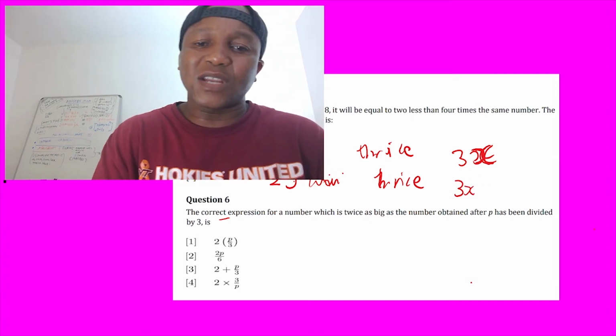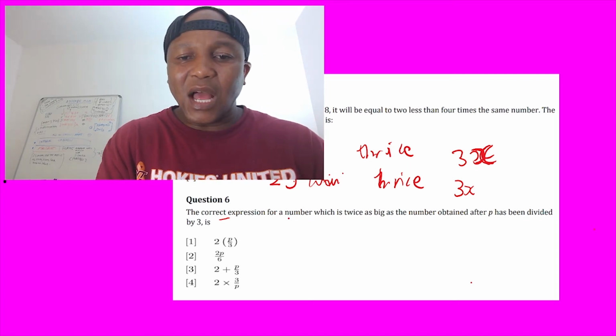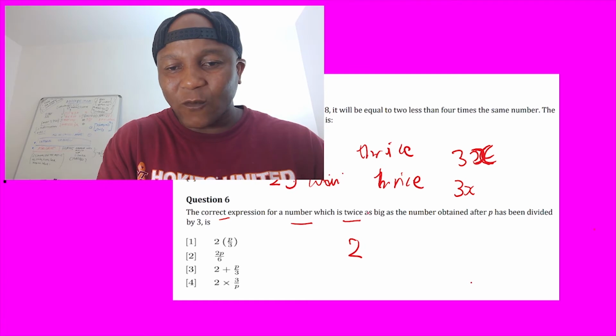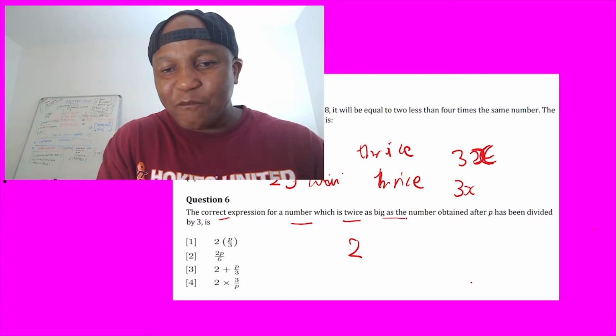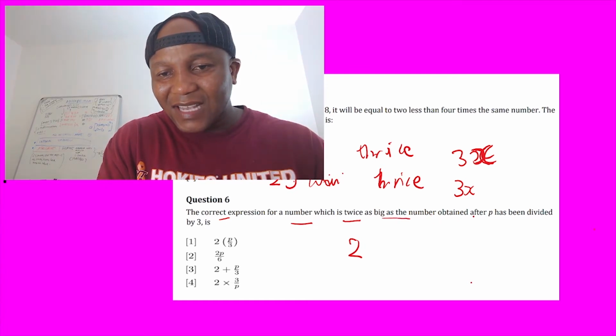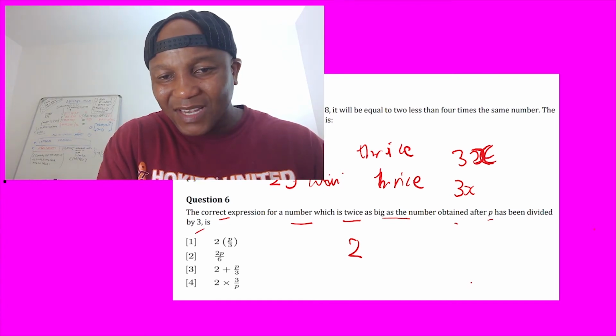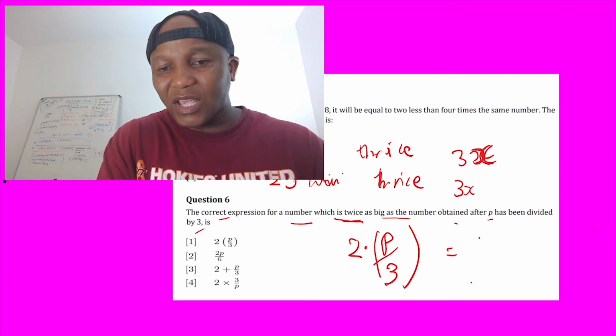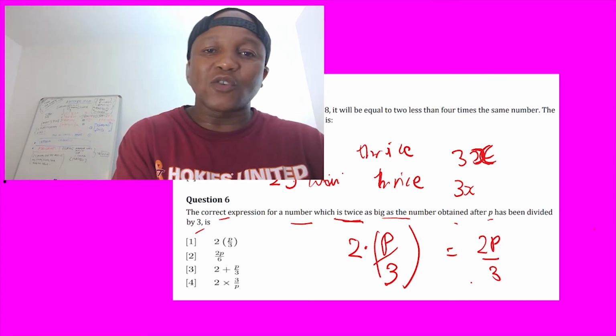Now let's get to the question. The correct expression for a number which is twice as big as the number obtained after p has been divided by 3. After p has been divided by 3, what we do with twice that is multiply by 2. So that's going to give us 2p over 3, and this is going to be our option, option number 1.